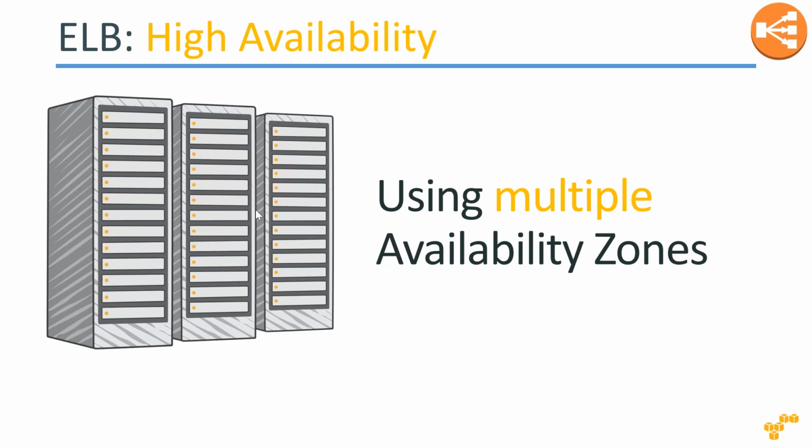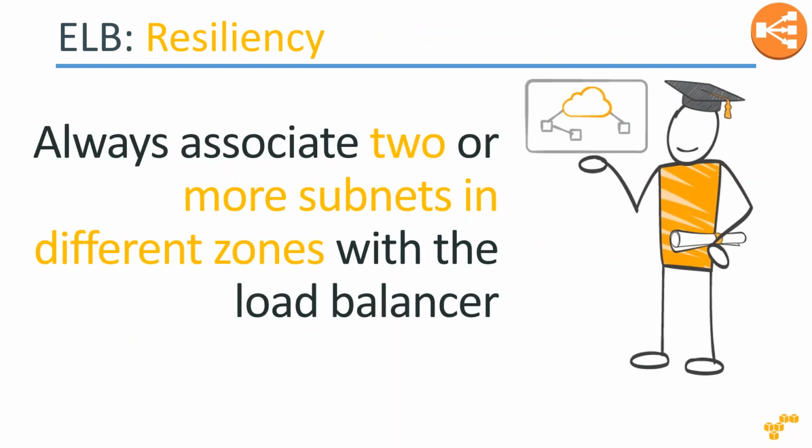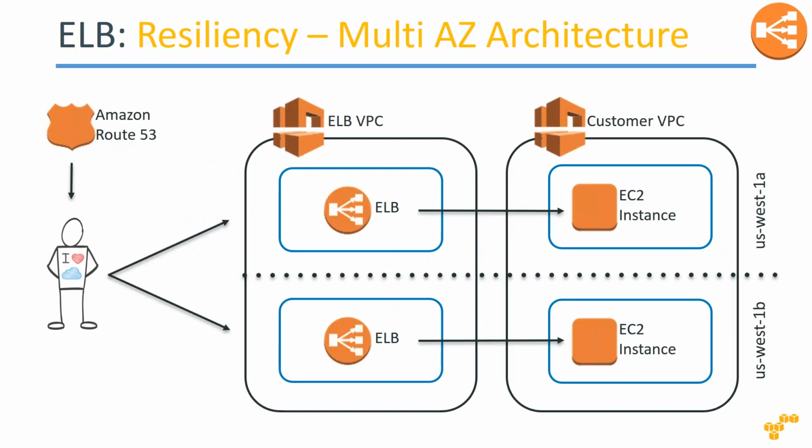So when you're using high availability, use multiple subnets spread across multiple availability zones. And this is what I spoke about just now. I always associate two or more subnets in different zones with the load balancer. That is for your resiliency also, so that if something goes wrong, you will have traffic distributed.